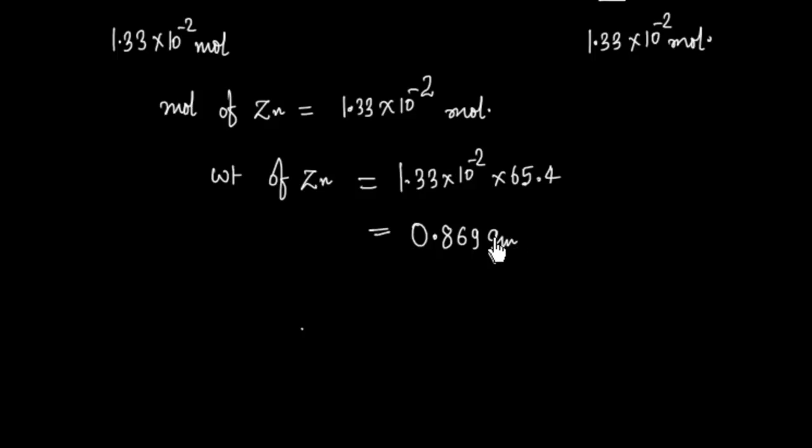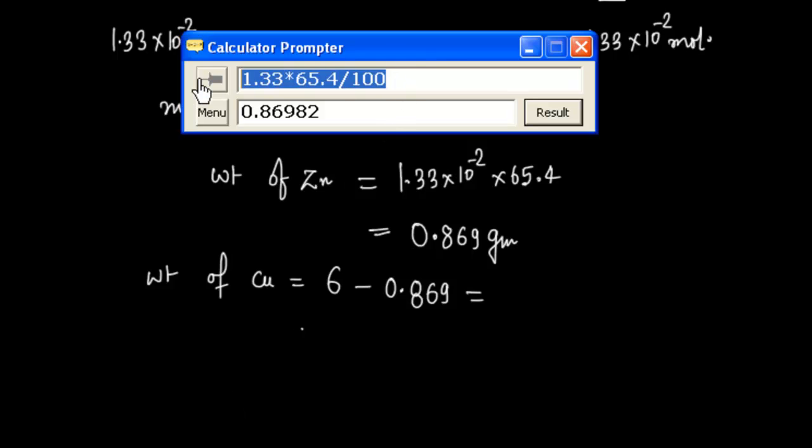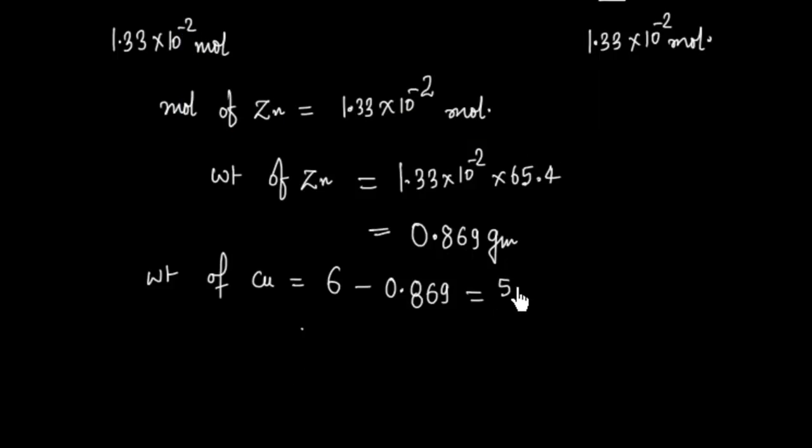So now we can calculate weight of copper. Weight of copper is, total weight is 6 gram. 6 minus 0.869 gram. So we have 6 minus 0.869, 5.131. So this value is 5.131 gram.